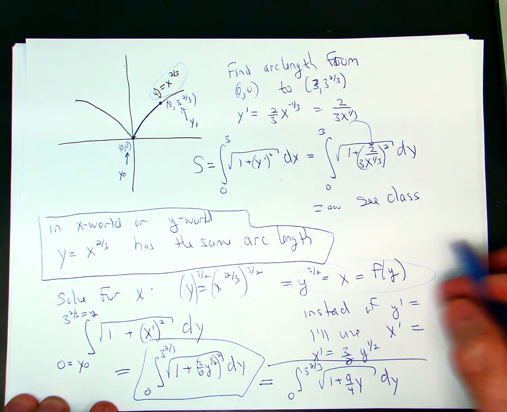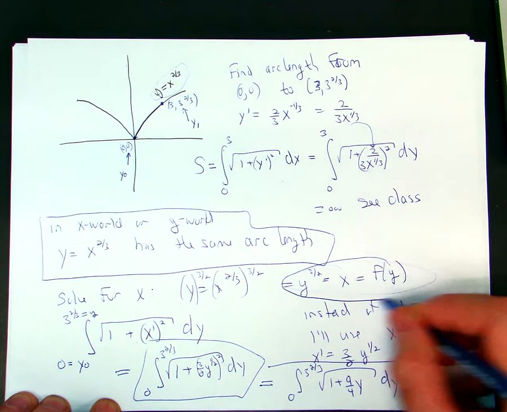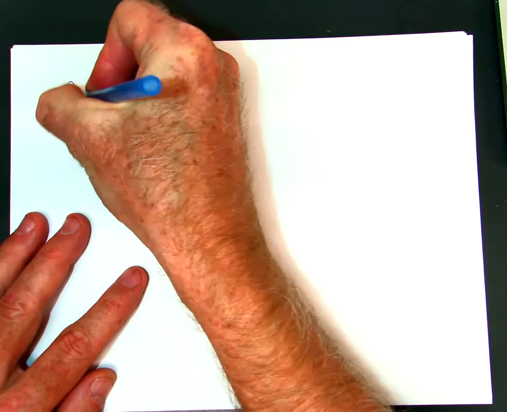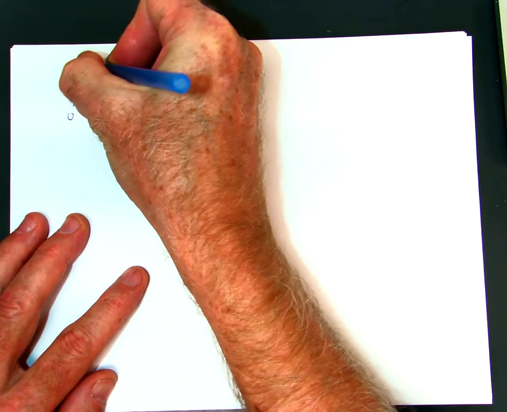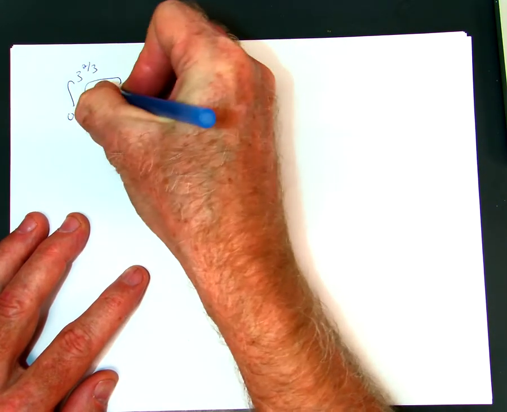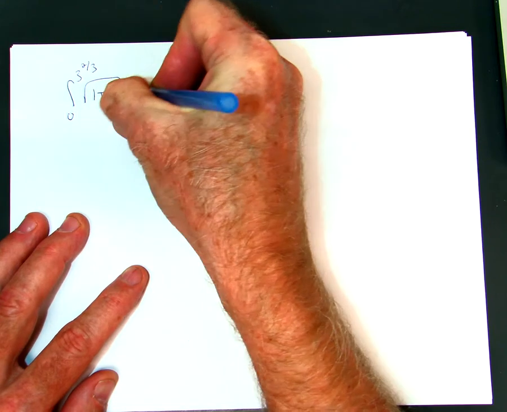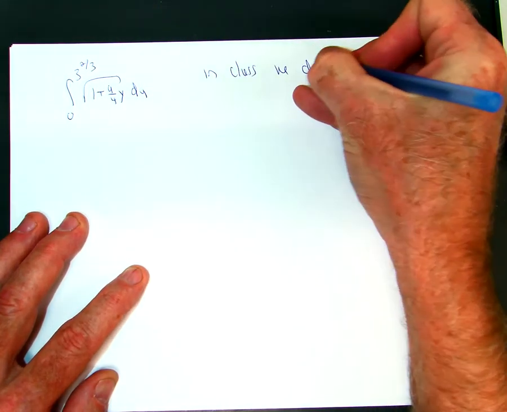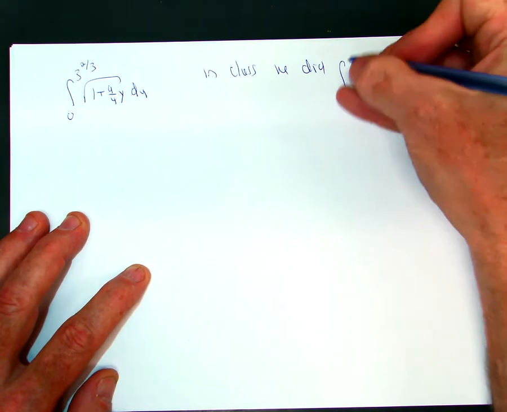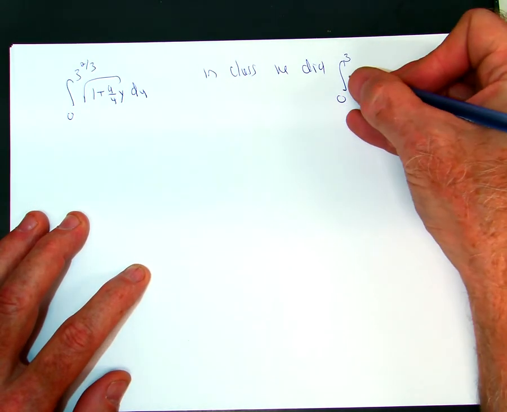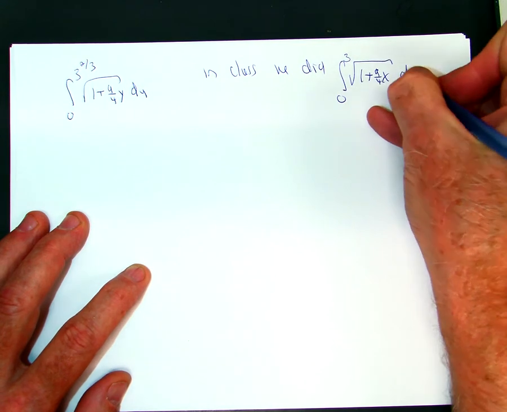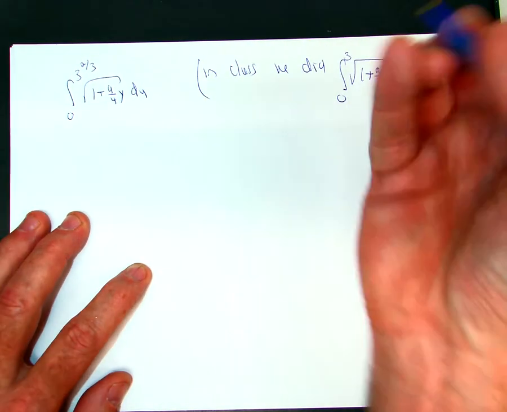What we have to do is we have to solve for x, which we did here, and then we have to change the limits of integration. So I'll continue this on the next page. I'm just going to copy it over. The integral from 0 to 3 to the 2/3 of the square root of 1 plus 9/4 y dy, and in class we did this one. I think we had different numbers. I can't remember, but I think it was this. Okay, so it's the same integral, so I might as well do it again.